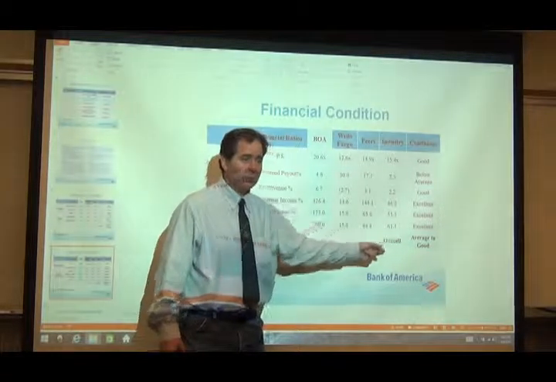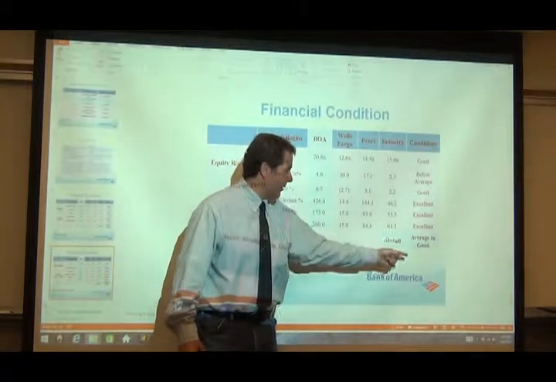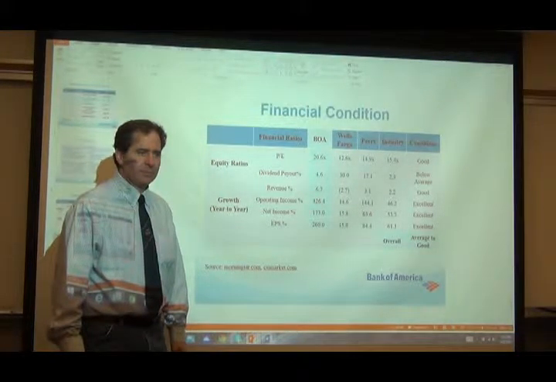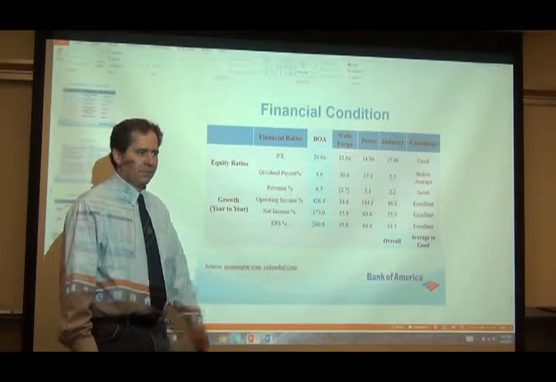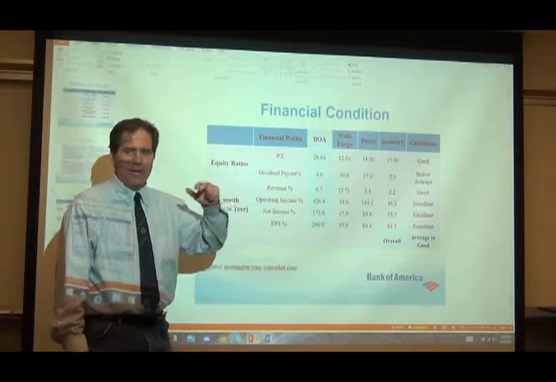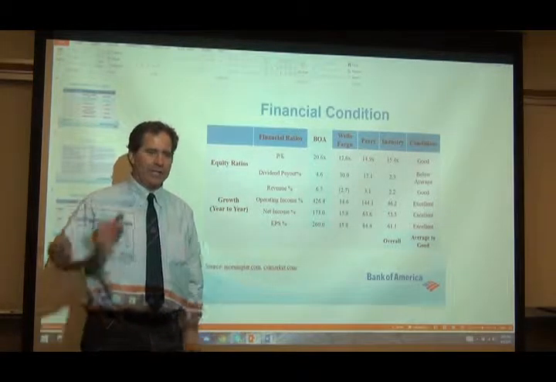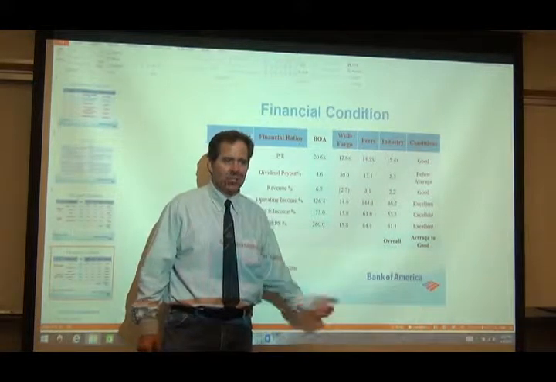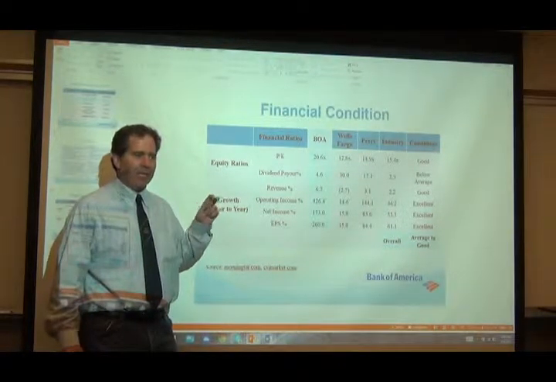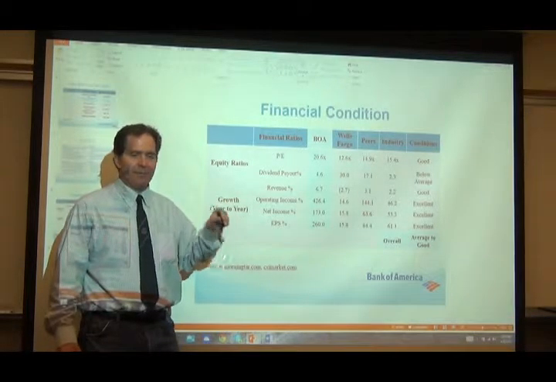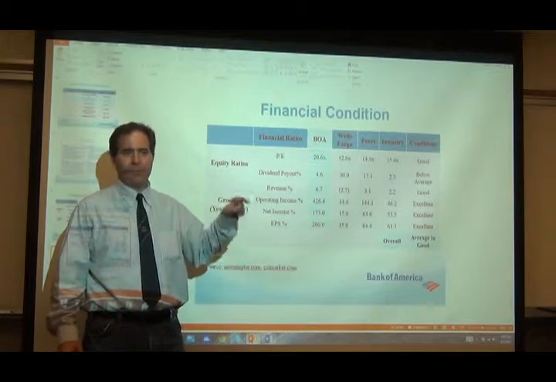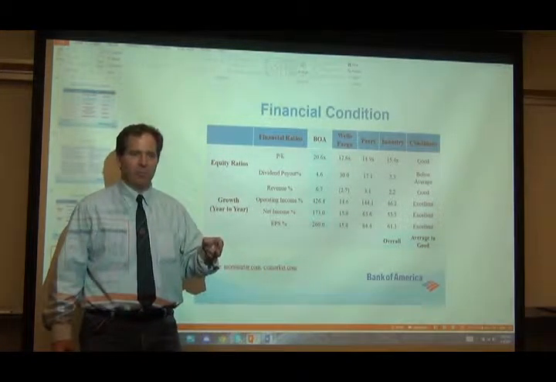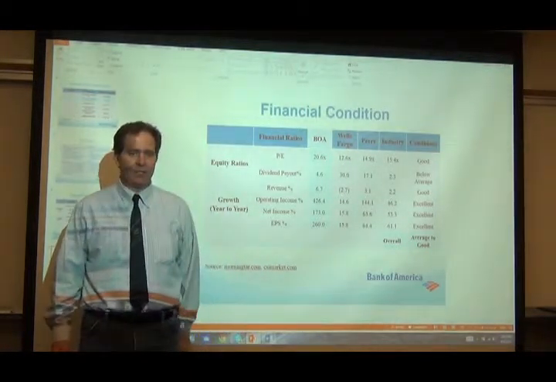Again, coding it, doing the analysis, coming up with average to good. Excellent, good, above average, average, below average, poor. That's kind of your categories, so you're going to have to be consistent amongst the categories. But this allows you to very quickly come up with the overall financial condition of the firm, which is the underlying fundamental that's going to support your recommendations.